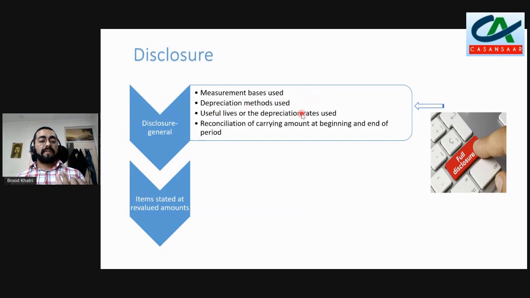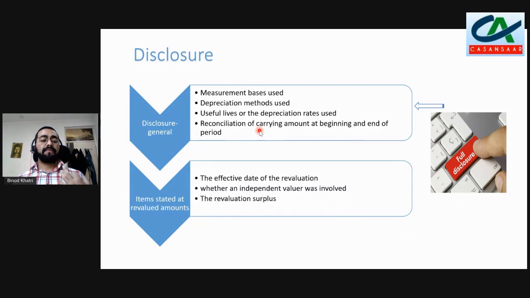The useful life of the asset or the depreciation rate used to calculate depreciation also needs to be disclosed in the financial statement. Then we need to disclose a reconciliation of the carrying amount at the beginning and end of the period. That means opening balance plus additions of any new PPE, deletions meaning any sale, and depreciation amount. We need to disclose all of that as a reconciliation within the carrying amount. So these are the main disclosures that we need to disclose in the financial statement.